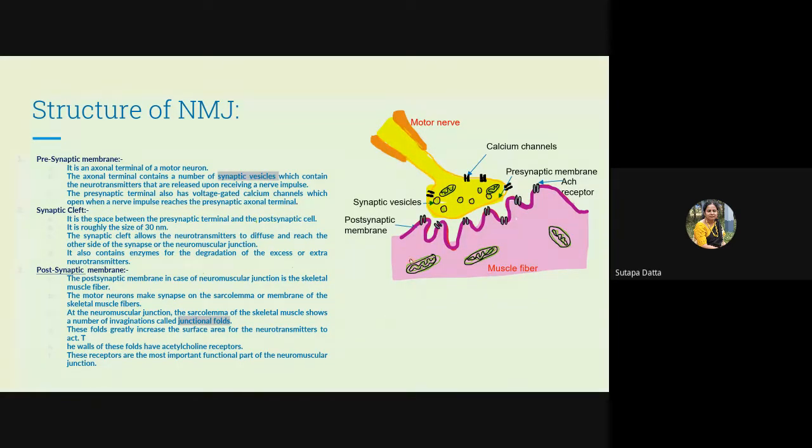Now, you can see here, this is the structure of the neuromuscular junction. These are the three structures: the presynaptic membrane here, the postsynaptic membrane, this pink part, and in between this one is the synaptic cleft. The presynaptic terminal is an axonal terminal of a motor neuron. You can see the axon terminal contains numerous synaptic vesicles. The synaptic vesicles are loaded with neurotransmitters, and the presynaptic terminal also has voltage-gated calcium channels.